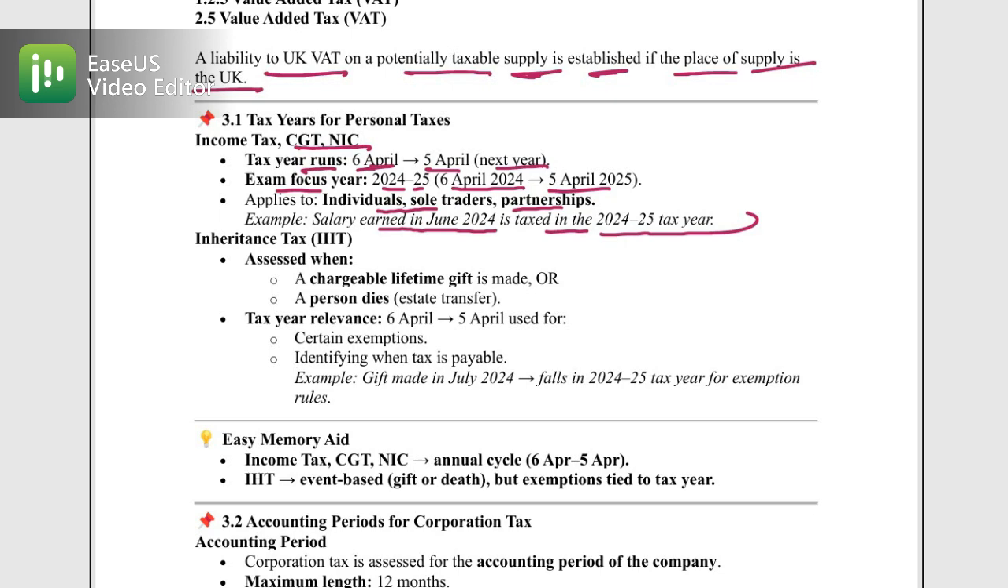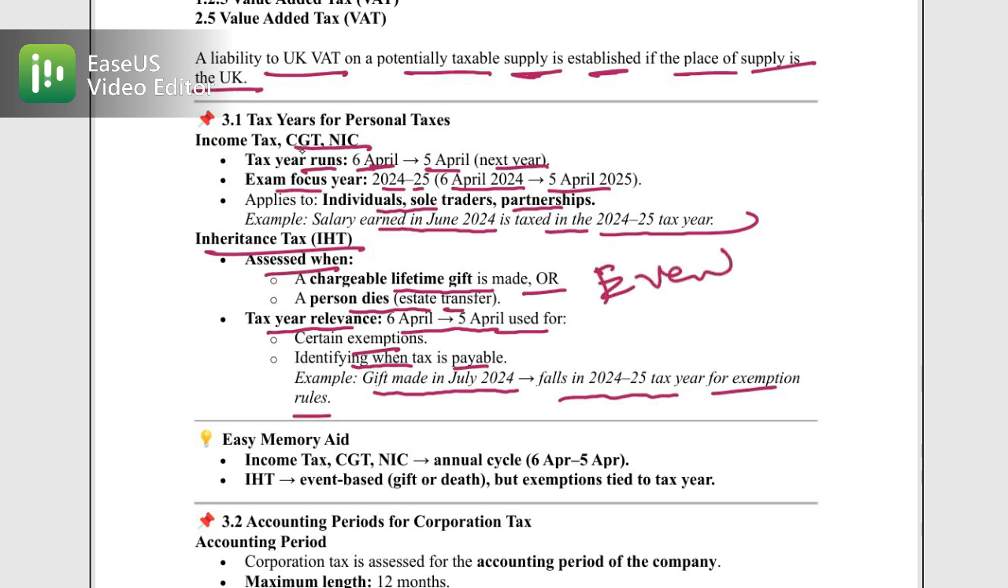For inheritance tax, IHT arises when a chargeable lifetime gift is made or a person dies, meaning the estate is transferred. The tax year is relevant, 6 April 2024 to 5 April 2025, for certain exemptions and identifying when tax is payable. A gift made in July 2024 falls in the 2024-25 tax year for exemption rules. So in simple terms, inheritance tax is event based. Liability arises when a lifetime gift is made or on death.